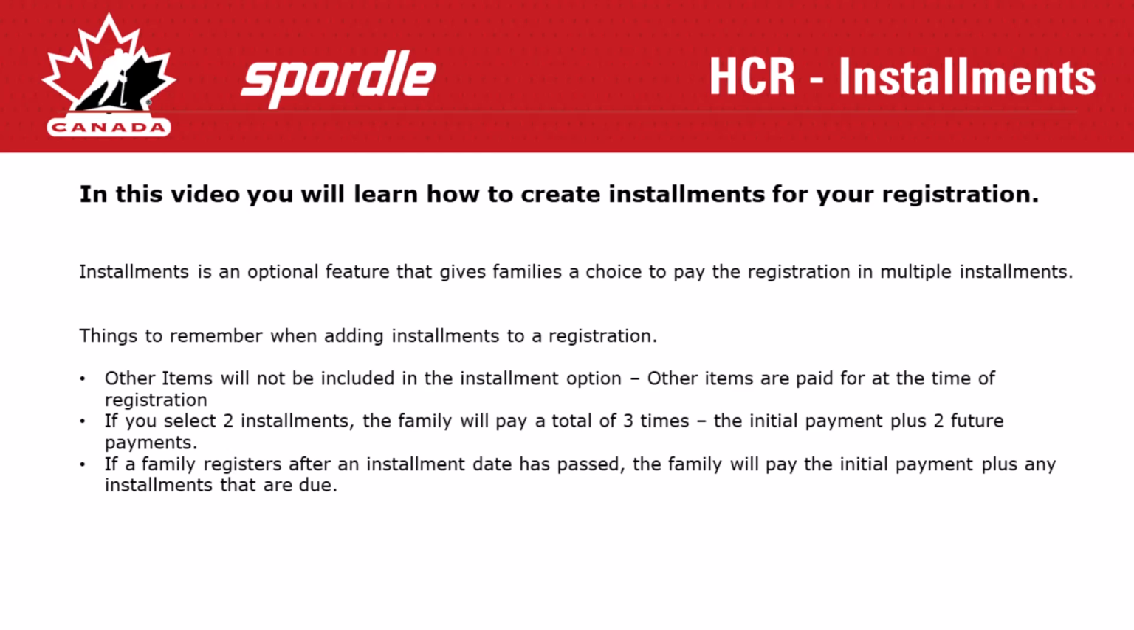Things to remember when setting them up. Other items will not be included in the installment payment. Other items are paid for at the time of registration. If you select 2 installments, a family will actually pay a total of 3 times: the initial payment plus 2 future payments. And lastly, if a family registers after an installment date has passed, the family will pay the initial payment plus the installment that is due.